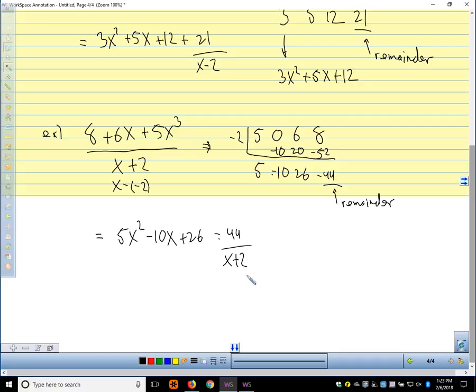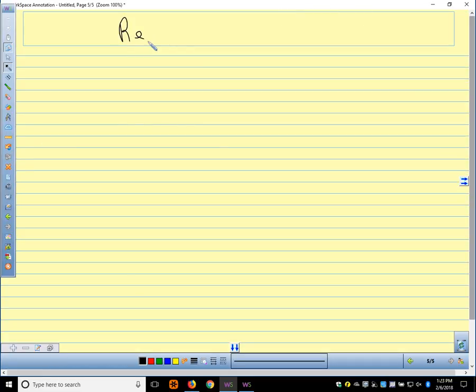Now, we've talked a little bit about what happens when our remainder is 0. So we're going to expand on that a little bit. And we're also going to expand on what this remainder tells us if it's not 0. So the remainder theorem.